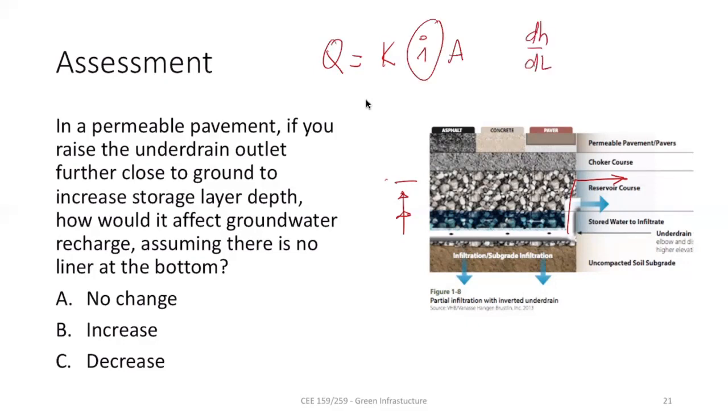So if you are asking how much water goes through this layer, then your height is increasing. If you have more head above it, that means the pressure of the water at this point is much higher. So it's going to push more, and it is going to increase the groundwater infiltration. So option B is the correct answer. So I end the poll.